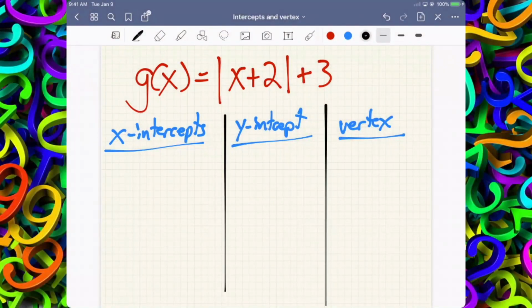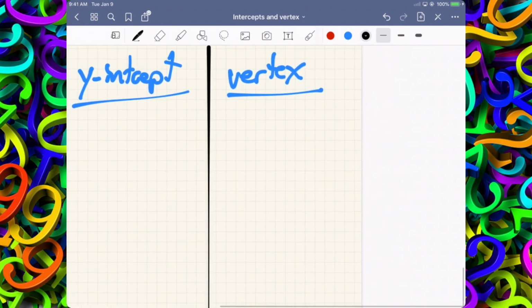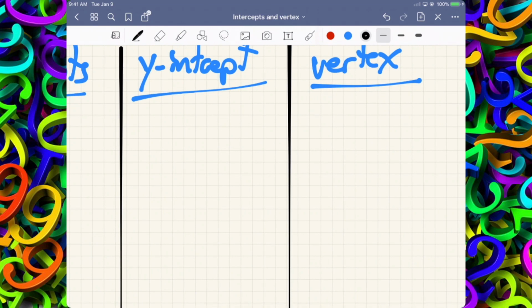Now we're going to take a look at a second example. Here we have the equation g of x equals the absolute value of x plus 2 plus 3. Let's change it up and start by finding the vertex. Remember, to find the vertex, we need to take the contents of the absolute value, in this case, x plus 2, and set it equal to 0. And then we're going to solve.